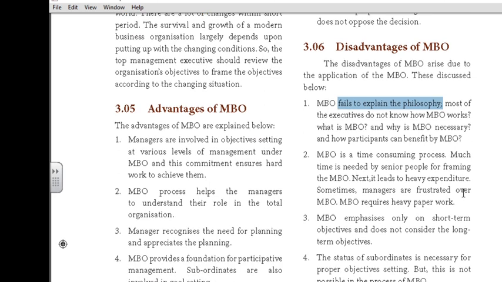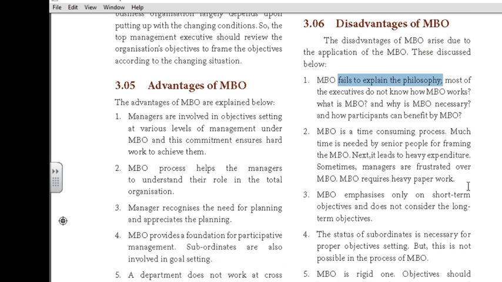It is also a time consuming process, because much time is needed by senior people for framing the MBO. Senior people have to frame the concept and explain it to subordinates, so it takes more time, heavy expenditure and people get frustrated over MBO. It requires heavy paperwork; they need so many documents to be used. So it is a failure, they are saying.